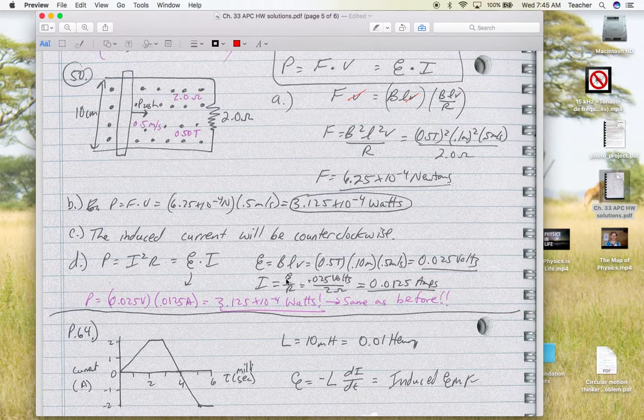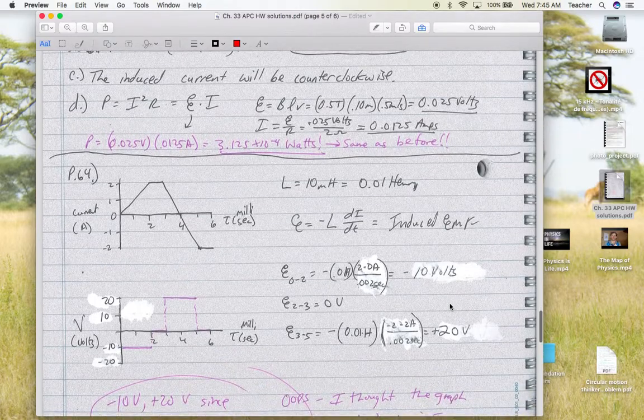So the EMF would be equal to BLV, the rate at which it's moving. So I've got 0.5 Tesla, 0.1 meters, 0.5 meters per second, that's 0.025 volts. Take that divided by 2 ohms, that gets me the current. V times I gets me the power. Lo and behold, the electrical power that's dissipated should be the same as the power that you're using to cause the thing to move. So, ta-da! Mechanics and E&M are not that different.